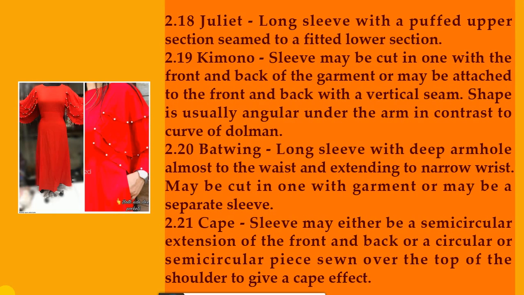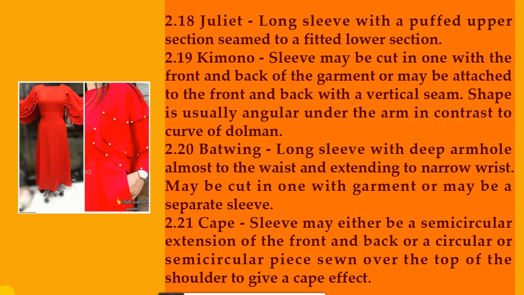2.18 Juliet, long sleeve with a puffed upper section seamed to a fitted lower section. 2.19 Kimono, sleeve may be cut in one with the front and back of the garment or may be attached to the front and back with a vertical seam. Shape is usually angular under the arm in contrast to curve of dolman.